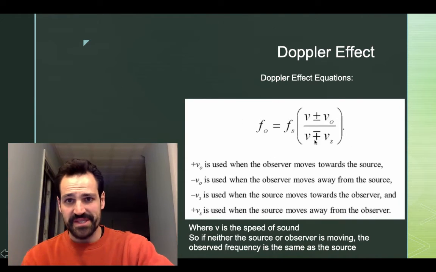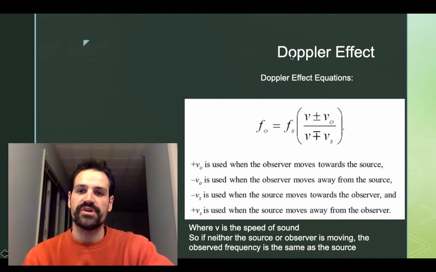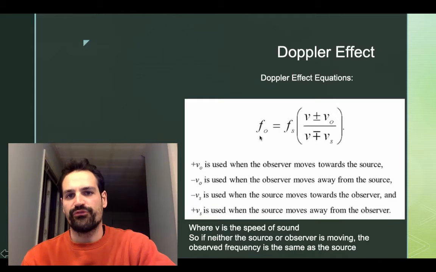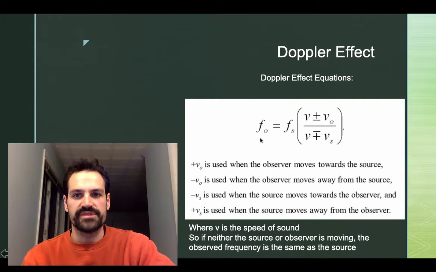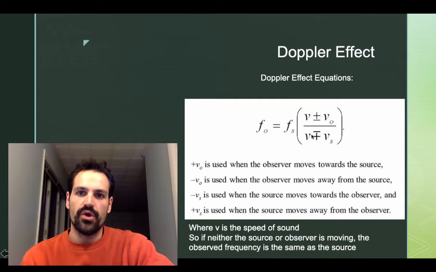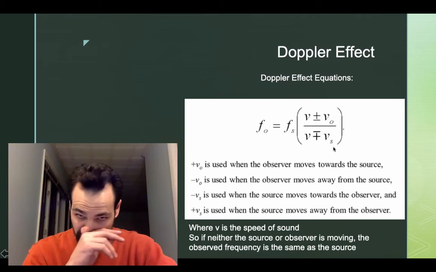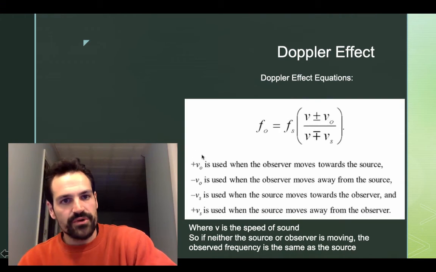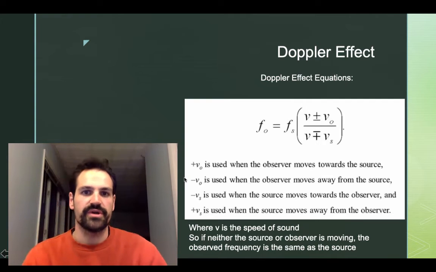And this is the equation to calculate it. We'll look at a couple of examples after we do this. The frequency that you hear, the observed frequency, is equal to the frequency of the source times the speed of sound plus or minus the speed of the observer, over the speed of sound plus or minus the speed of the source. You can memorize these 4 rules down here, or you can think of it intuitively.